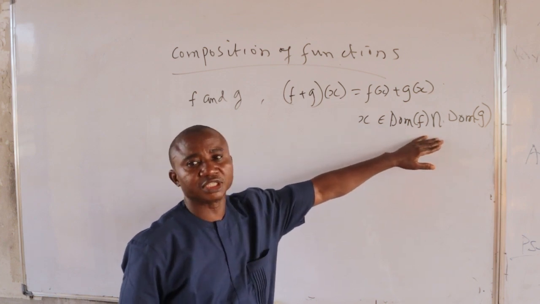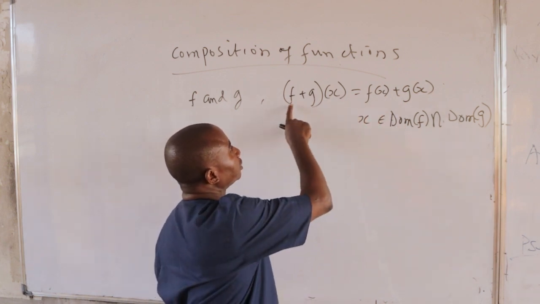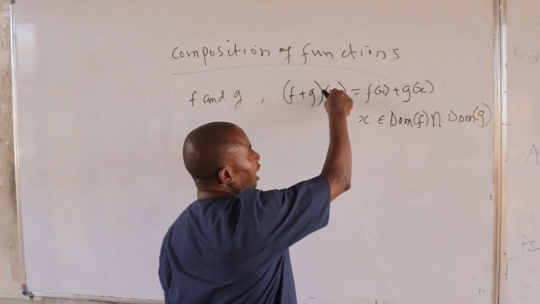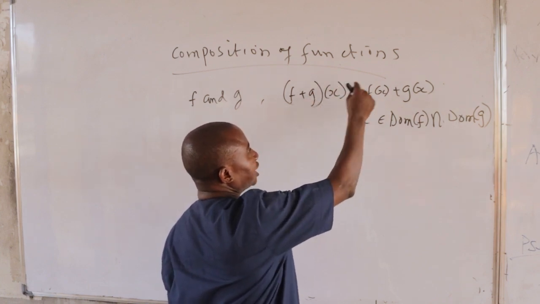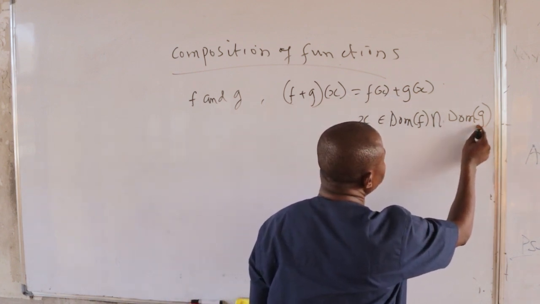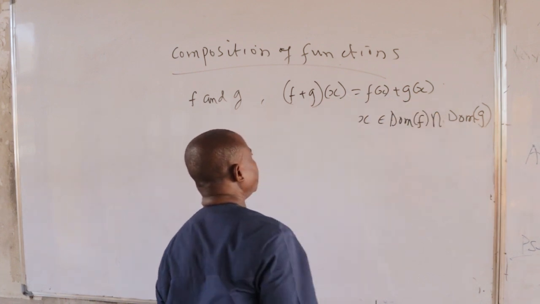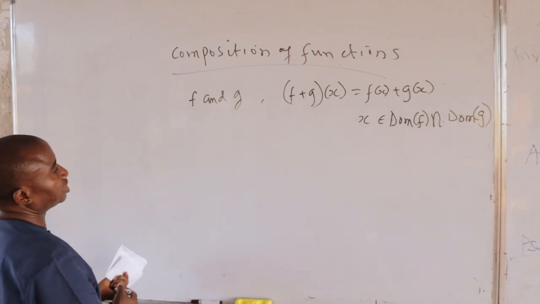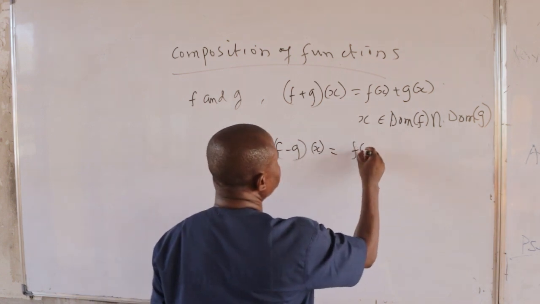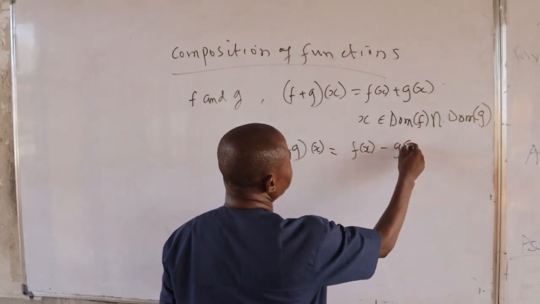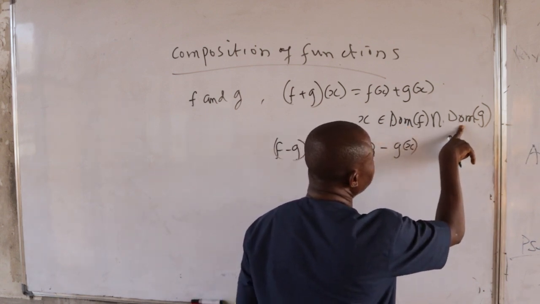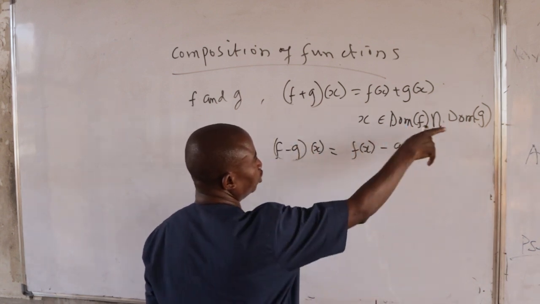Whenever this intersection is not empty, we can always discuss f plus g. But if the intersection is empty, it does not make sense to talk about f plus g, because it must act on x, meaning x has to be in the domain of f and also in the domain of g. So with this, we now have other operations. We can do f minus g acting on x is f of x minus g of x, provided the domain of f intersection the domain of g is not empty.